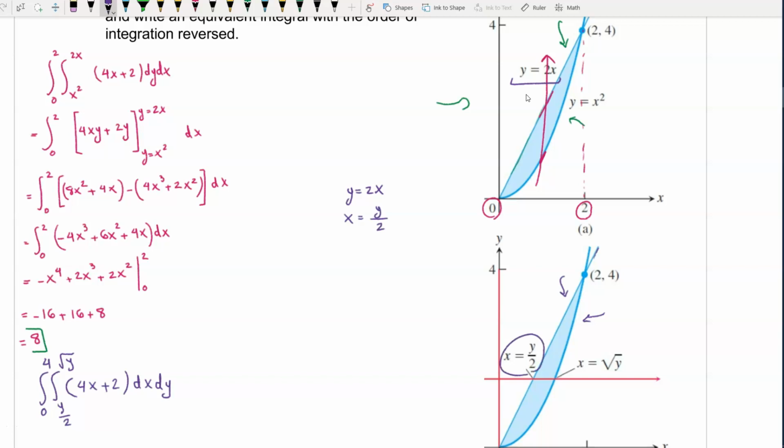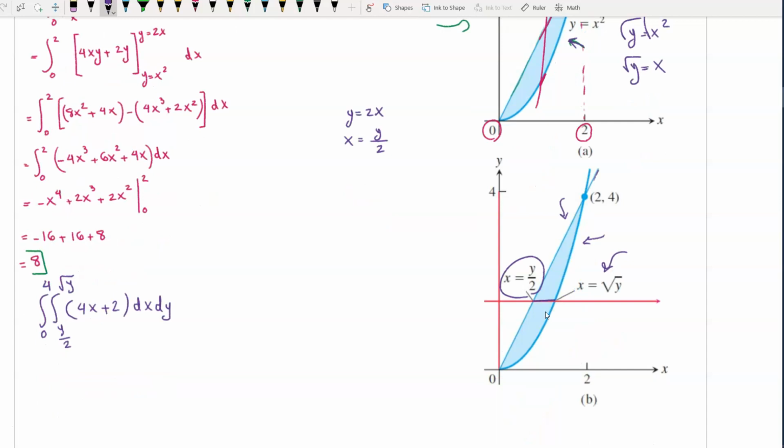So here on this part we have y over 2, and then for this part we had y equal to x squared. So x it is equal to, using radical, x it is equal to square root of y. So this is what we have here on this part. So x is starting from y over 2, moving to right, x is equal to square root of y. So this is our integral for this part. And then what we have for y is from 0 to this point, which is 4.